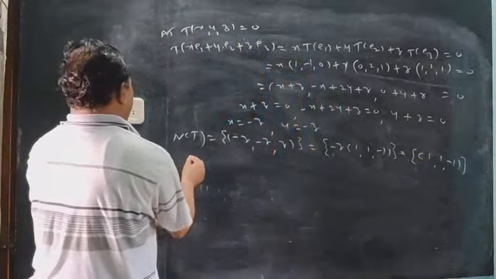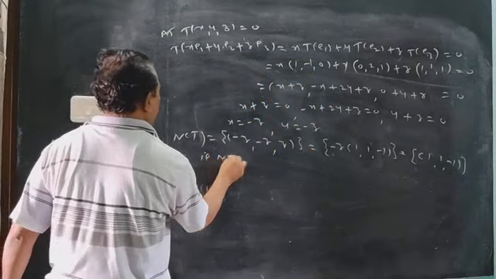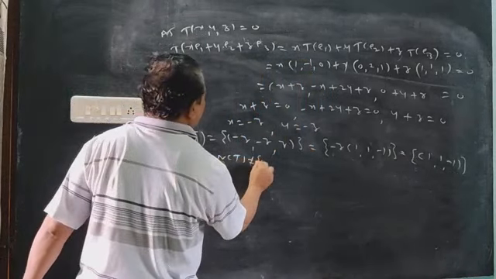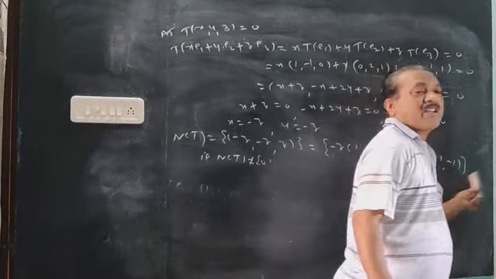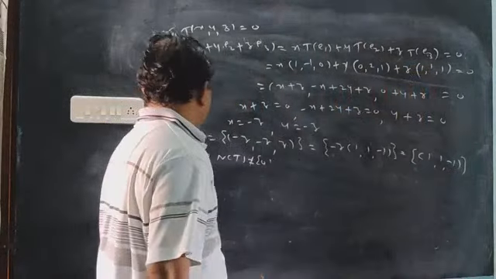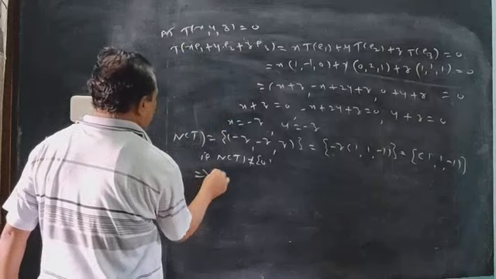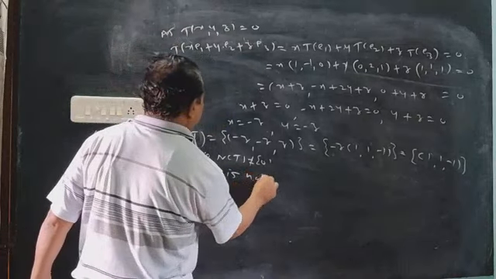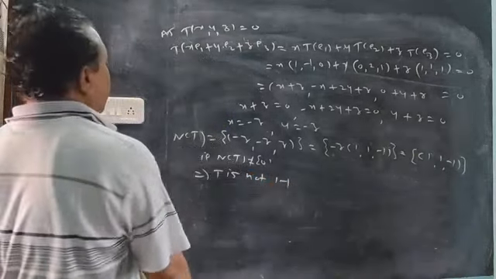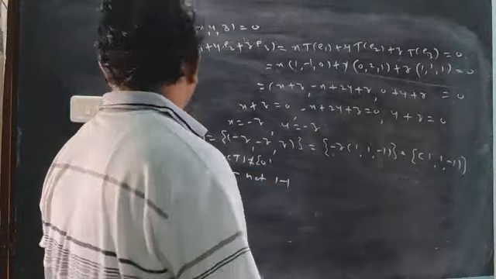So not 0. That means NT is not equal to the 0 vector. This contains a single vector, which is non-zero. Therefore, T is not 1-1. When 1-1, NT is 0. Yesterday we had this point.